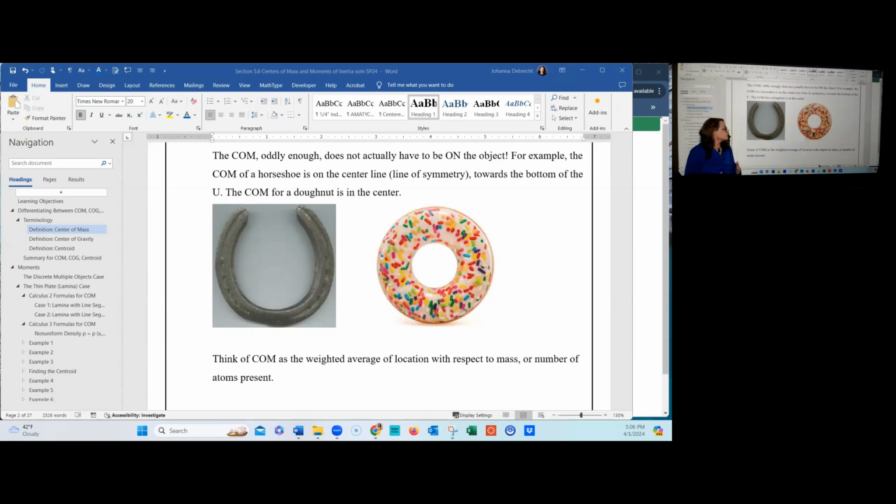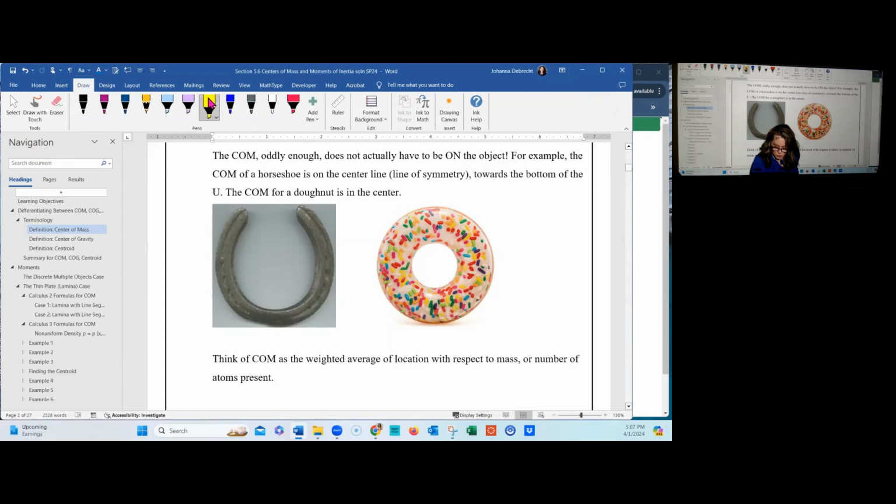If you think about a horseshoe, it's generally made of the same kind of material throughout. And so we're going to have the same number of atoms and molecules per tiny cube of volume throughout the horseshoe. But because the horseshoe is connected on one end and open on the other, it shifts the center of mass down towards where there are more atoms and molecules. Now, it is a symmetric shape, so it will still be on the line of symmetry that goes through the whole thing, but it's going to be shifted somewhat down towards the bottom.